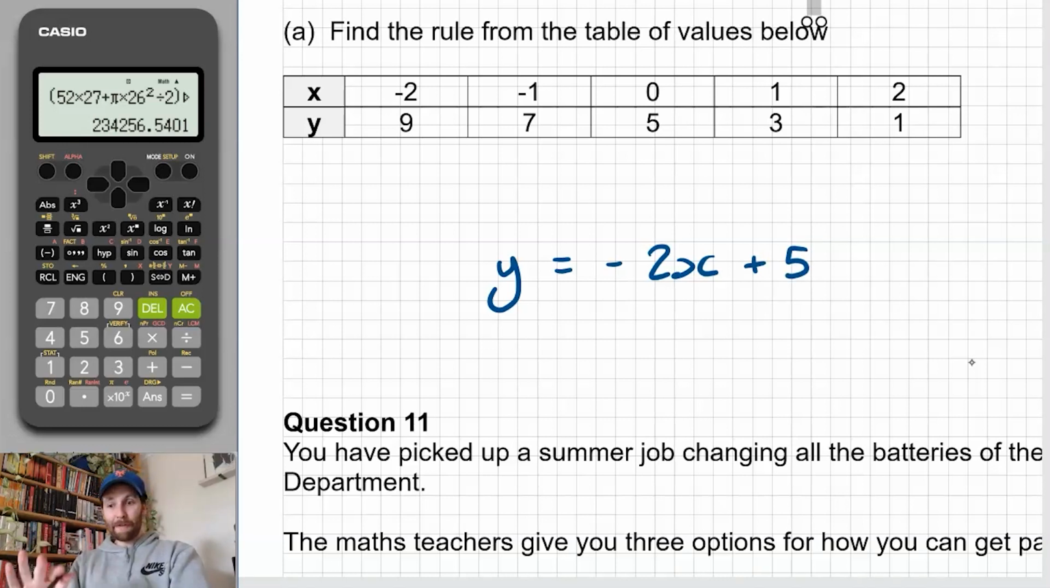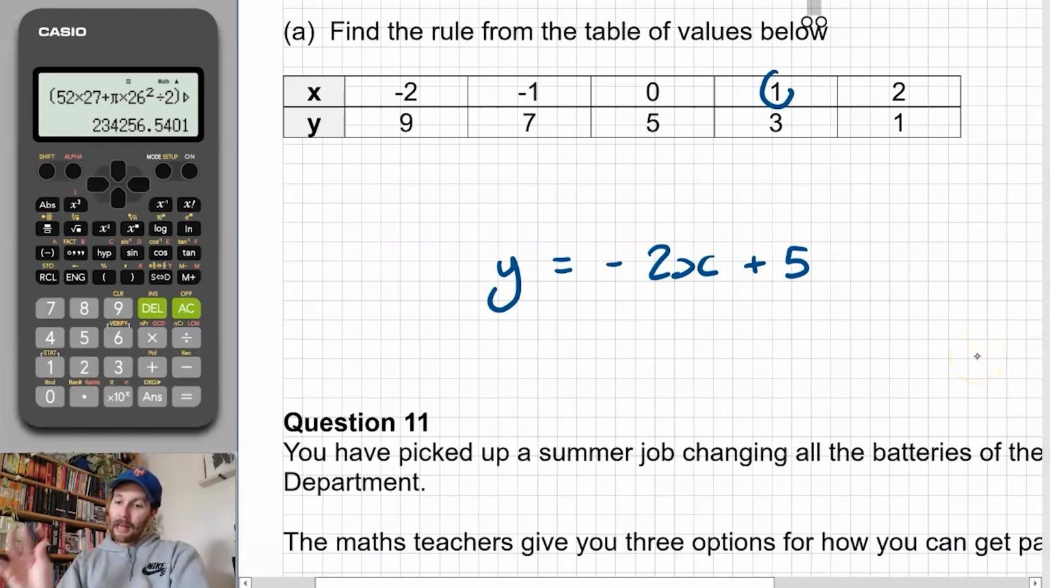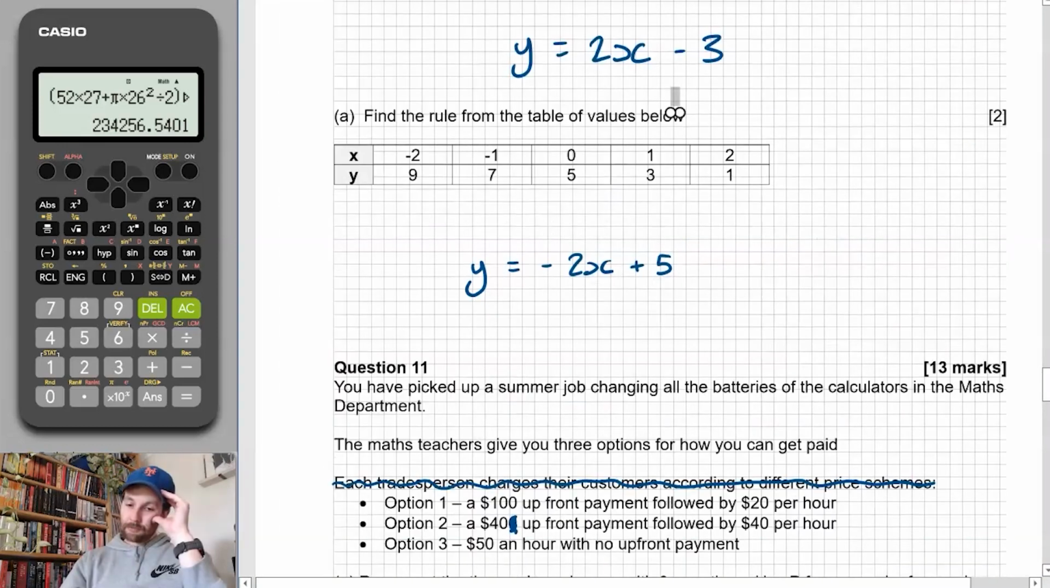So we know it works for that first point. Let's check some of the other points. -2 times 1 is -2, and if we add 5 to that, we get 3. So that works. -2 times 2 is -4, add 5 is 1. Cool. So if it works for 3 points, it's a pretty good bet that it's right.